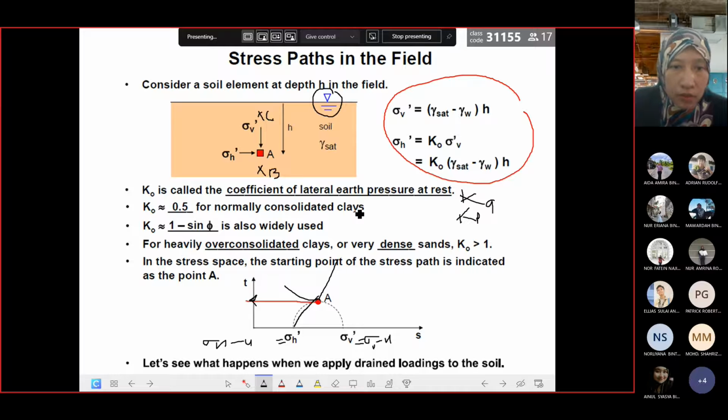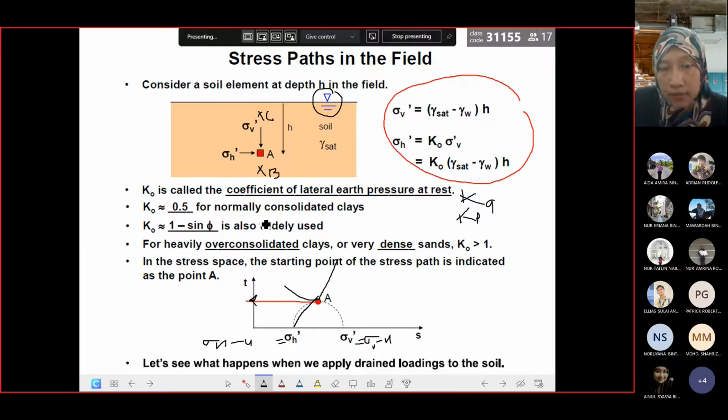So the coefficient of the earth pressure, kalau dia dalam keadaan rest, you can take the typical value 0.5 for normal consolidated clay, and also can be calculated if you have a different soil type, contohnya granular ataupun you ada OC clays, you tak tahu pun dia punya K naught berapa, you are given the angle, for example silty clay kan, you ada dia punya angle berapa, so you can substitute here, you akan dapat the coefficient value.